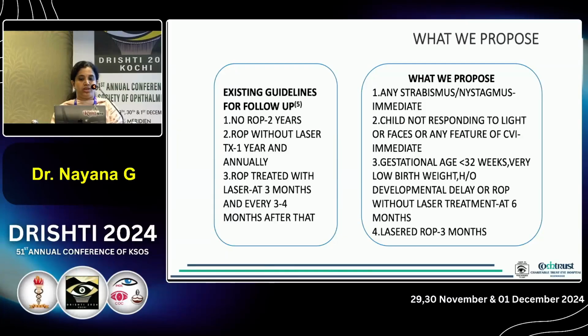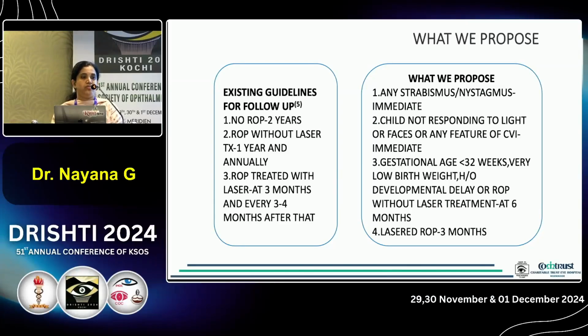If there is any strabismus or nystagmus, the consultation should be immediate. If the child is not responding to light or faces, or if there are any features of CVI, immediate consultation should be done. And if the gestational age is less than 32 weeks, very low birth weight, history of developmental delay or ROP, if not treated with laser also, the first consultation should be done at 6 months. And in cases of ROP treated with laser, first consultation at 3 months.